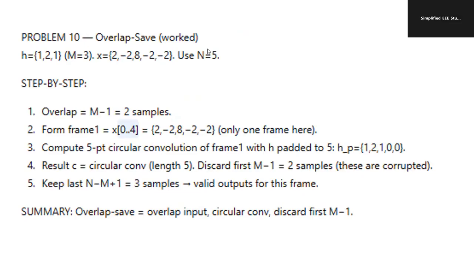Then the overlap save method. Okay, so it is also similar. You can go through the overlap save steps, overlapping M minus 1. So identify the samples, form frame 1, compute the 5-point circular convolution, then estimate the result, keeping N minus M plus 1, that means 3 samples, as the valid output for the frame. So go for the overlap save method for this problem.